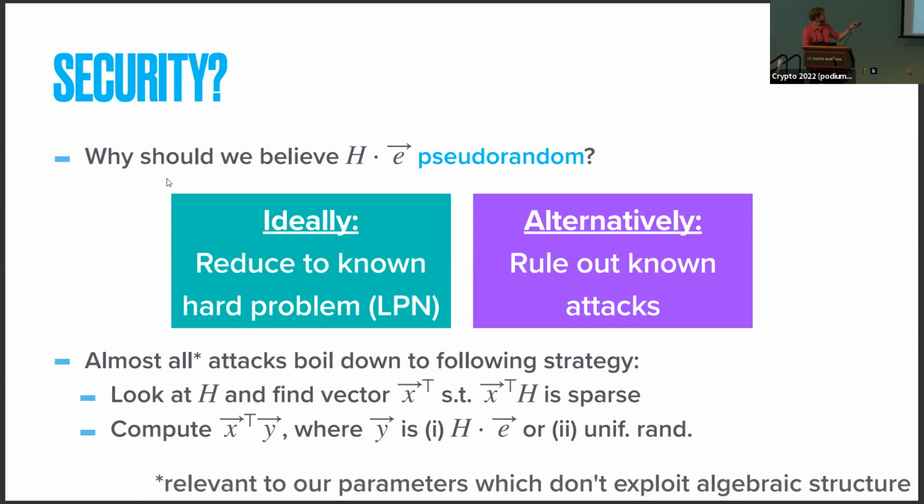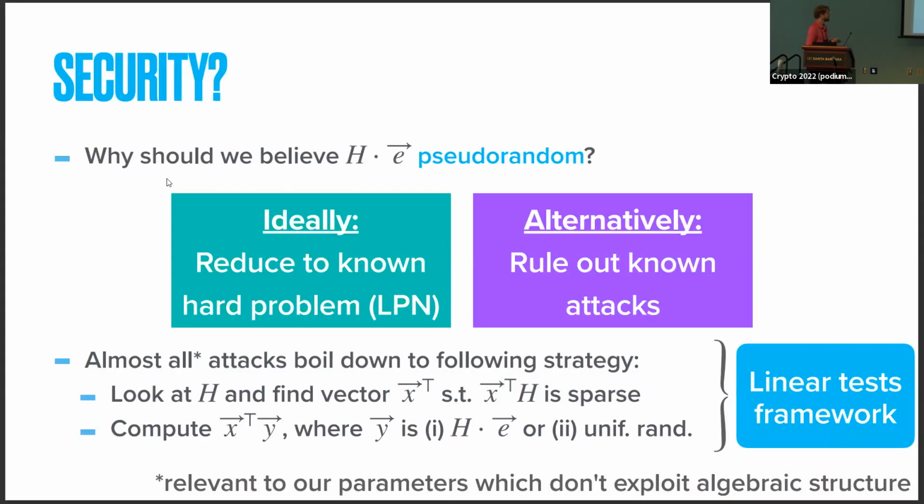The point now is that if X transpose H were sparse, then in the case where Y is of the form H times E, that inner product will again be biased towards 0, because you'll end up with a sparse vector inner product with a sparse vector. So that will be biased towards 0. But if it's uniformly random, this will be an unbiased bit. This has been termed the linear test framework. Okay, so these are the sorts of attacks that we're going to rule out.